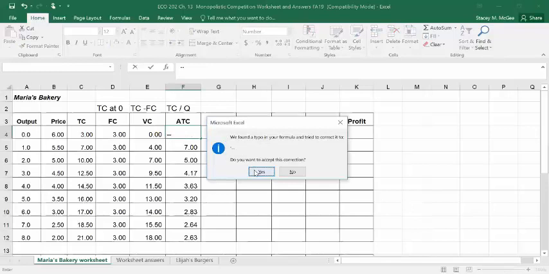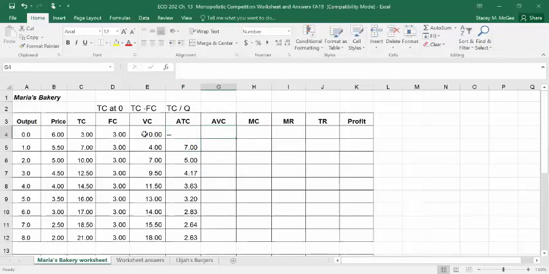Average variable cost will be the variable cost divided by the output. And we'll need some of these to answer some of the questions. We'll take the variable cost, which is right here, divided by the quantity, which is right here. And then we can just copy that all the way down.